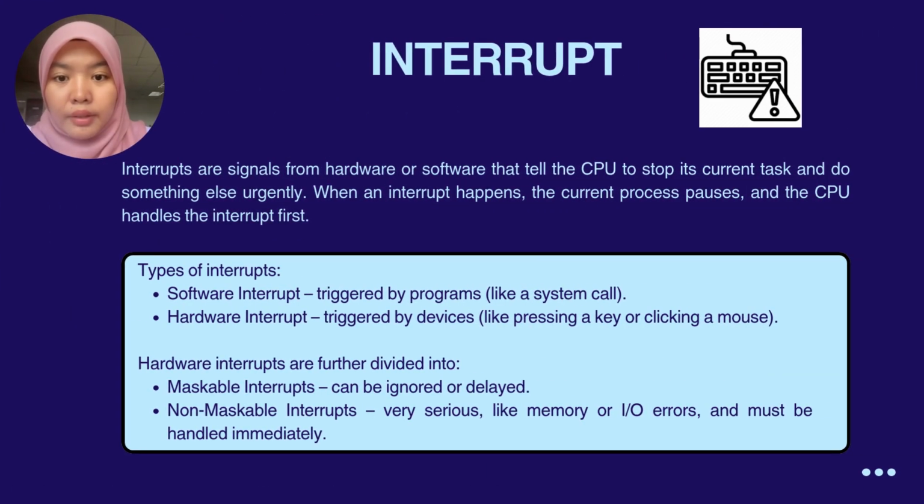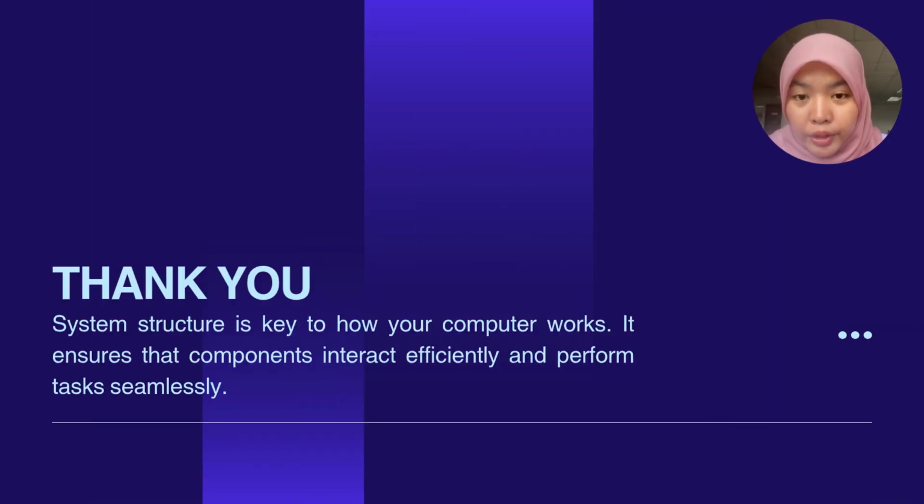Next, an interrupt occurs when a signal stops the current task to handle something urgent. There are two types of interrupts, which are software interrupts for programs and also hardware interrupts for devices such as the keyboard. Hardware interrupts are also divided into two, which are maskable, which can be delayed, and non-maskable, which must be handled immediately. So this is the end of my video.